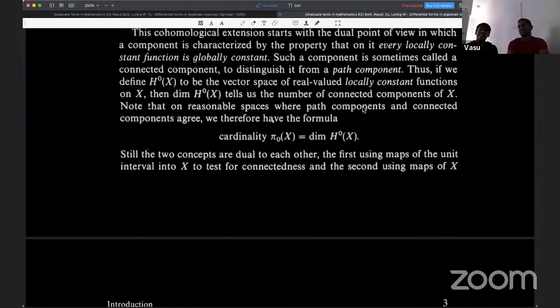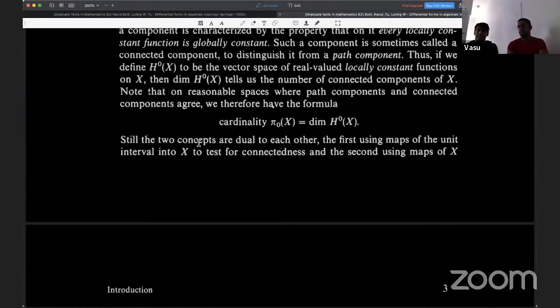So for most reasonable spaces, we now have two expressions of the same number, either as literally the number of connected components, or as the dimension of this new vector space. And again, here the two concepts are dual to each other. Right. The first is mapping some contractible space. Yes. Like the unit interval is the same up to homotopy as the point, as I mentioned earlier.